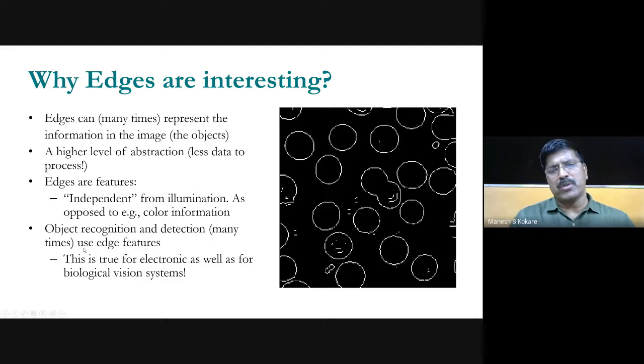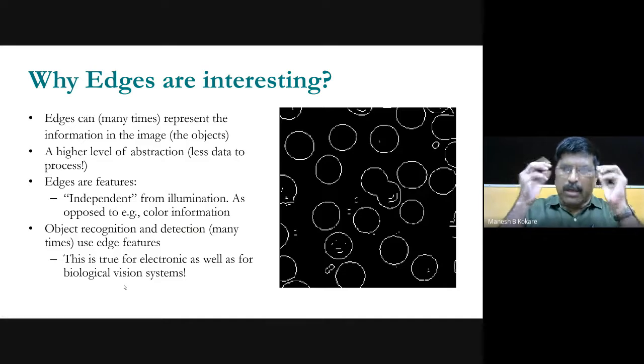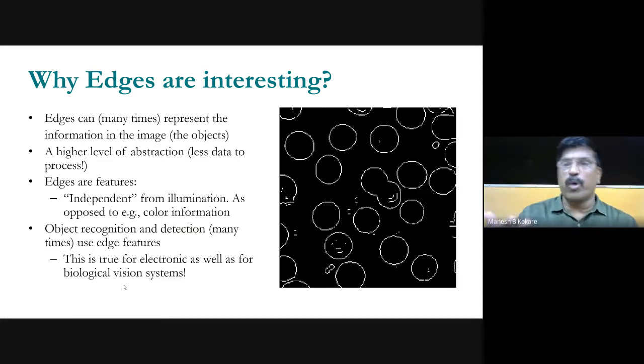Then another thing is object recognition and detection. Many times you use edge features for object recognition and detection. This is true for electronic as well as for biological vision systems. As I told you, even in our biological vision system we give more importance to the edge features rather than color and texture features. The same is true for computer vision, which also gives more importance to the edge feature compared to color and texture. That's why edges are very interesting to detect in computer vision for developing a foolproof method.